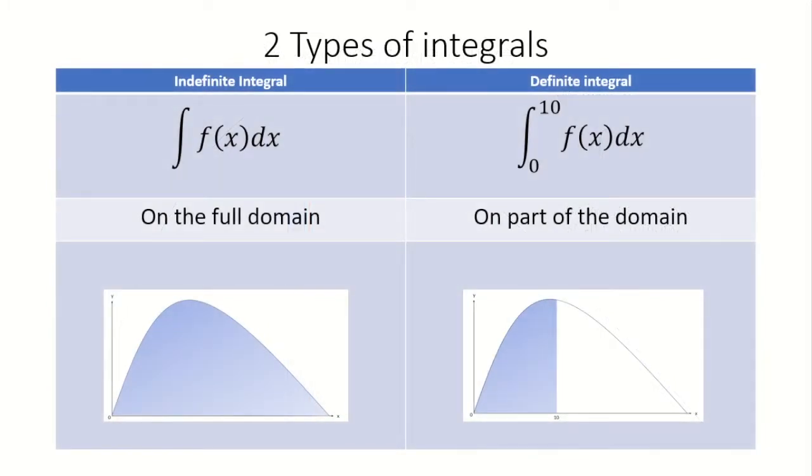There are two types of integrals that you need to know about. One is indefinite integrals and the other one is definite integrals. If you look at the notation, they look basically the same, except the definite one has its boundaries written on the integral symbol. And what this actually means is that the indefinite integral takes a look at the full domain, as you can see in the graph, whereas the definite one takes only a part of the domain. So a certain defined part, between x equals 0 and x equals 10. And now we're going to look at how we actually calculate integrals.